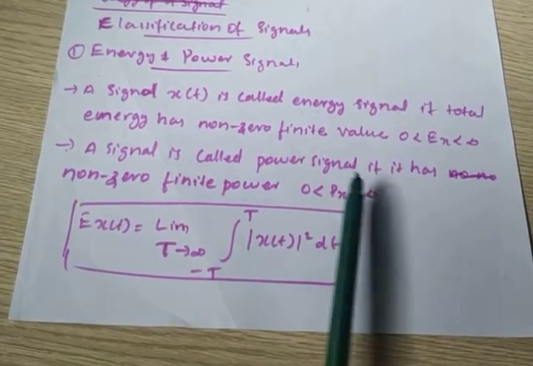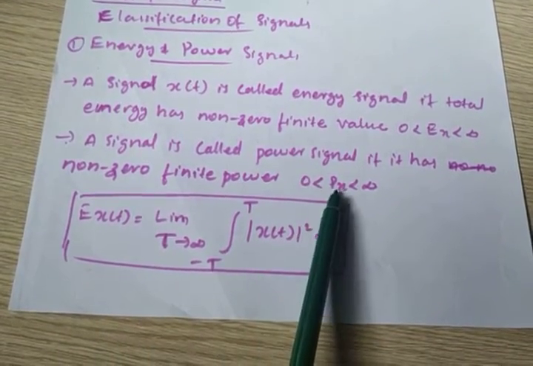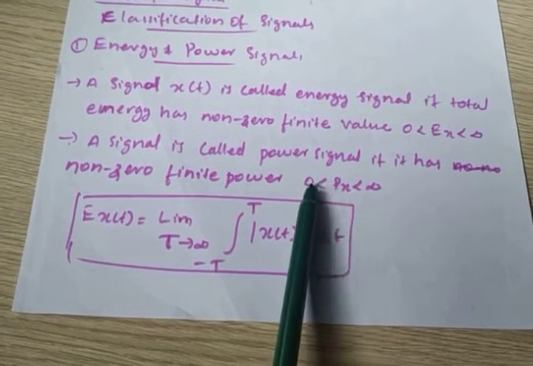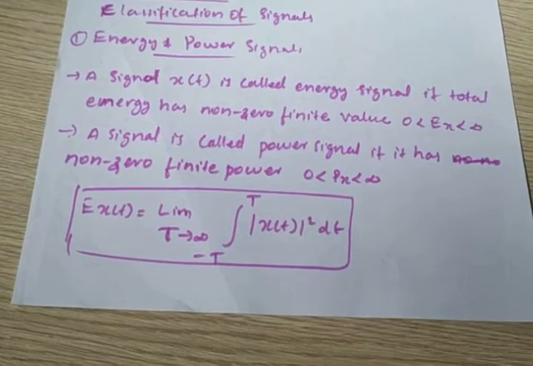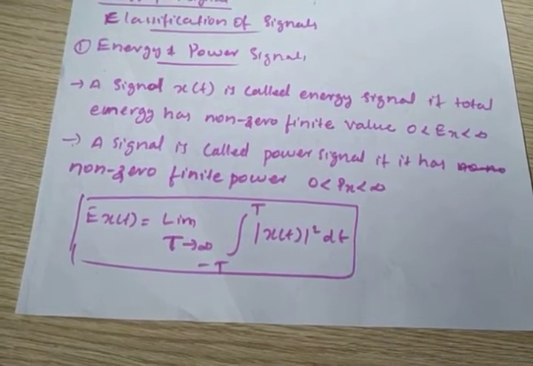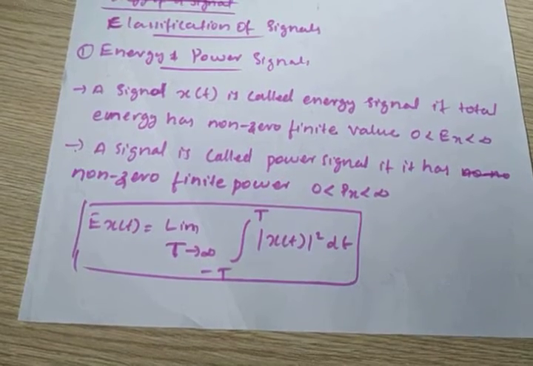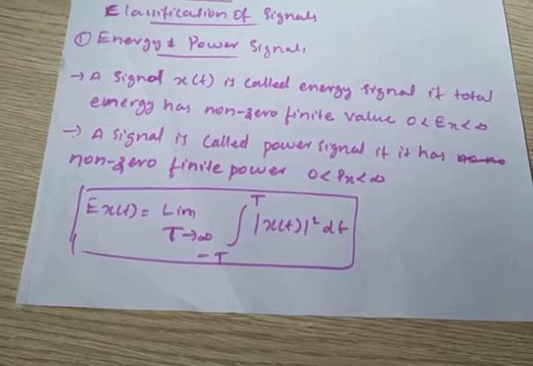A signal is called a power signal if it also has a non-zero finite value. That is, the power is greater than 0 and less than infinity. That means the power signal has a non-zero finite power. A power signal has a power of non-zero finite value.